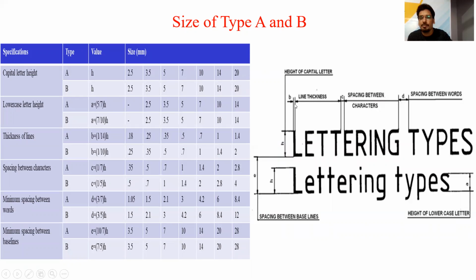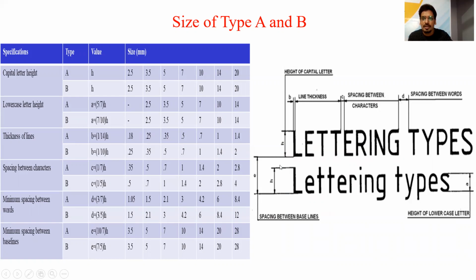Next, B. B denotes the thickness of the line through which the letter is to be written. Next, C. C is the spacing between the two letters. D. D is the spacing between the two words. If this is the word lettering and this is types, then the difference between these lettering and types is denoted by D. These are the standard ones.